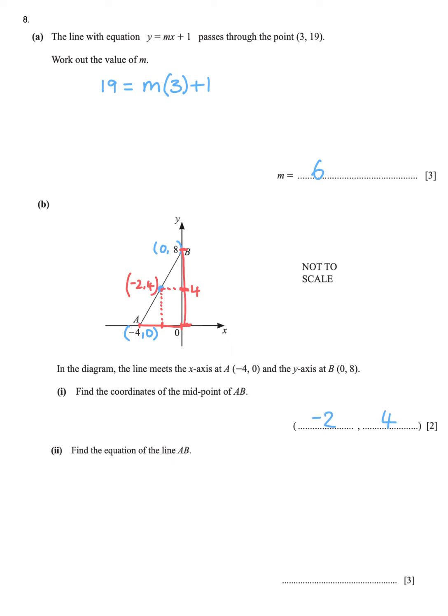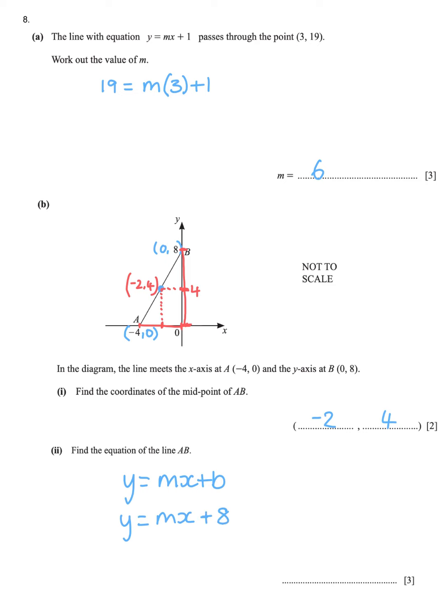And then I need to find the equation of that line. So the equation is going to be y is equal to mx plus b. We know it's a straight line. We can actually see that b is 8. That's where it crosses the y-axis. So we actually know that y is equal to mx plus 8.